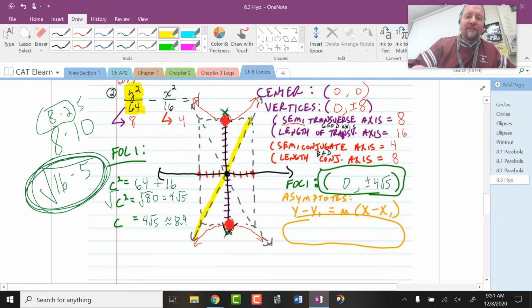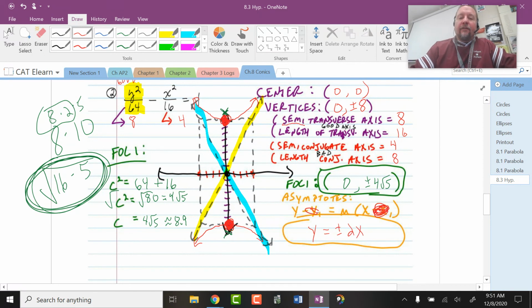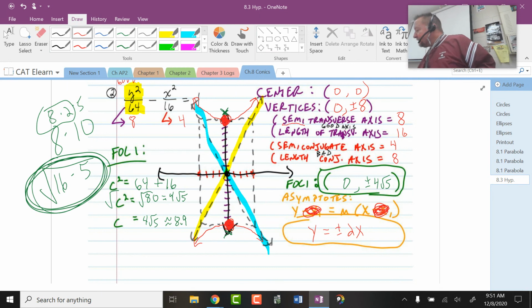What's the slope of that yellow line? What's the slope of this blue line? What is the y-intercept of both of these lines? So I couldn't care less about the x1 and y1 because they're 0. So really all you're filling in for the equation of the asymptotes is y equals mx. Got it? So easy it is. It's ain't no thing, man. That's a grade school question.